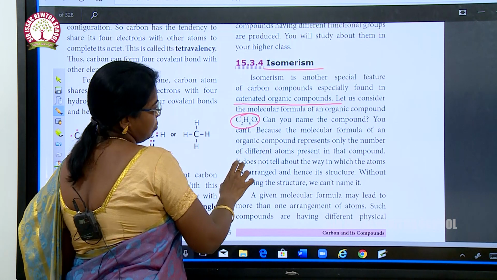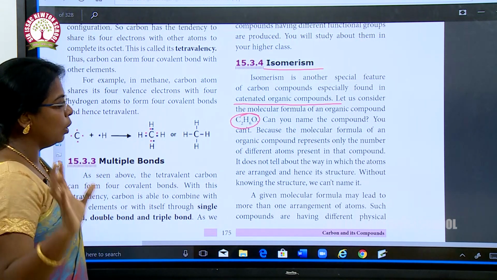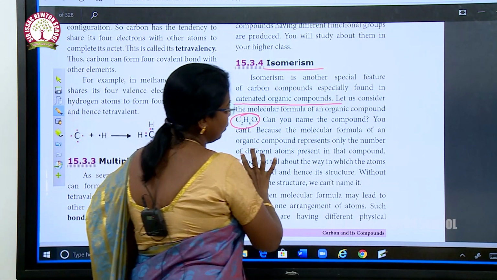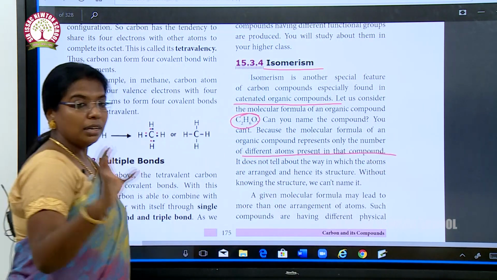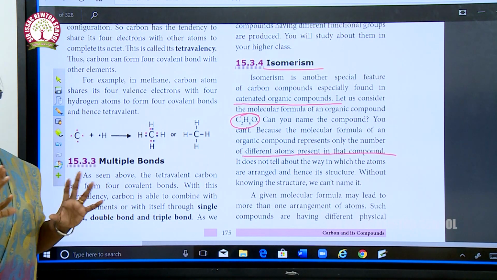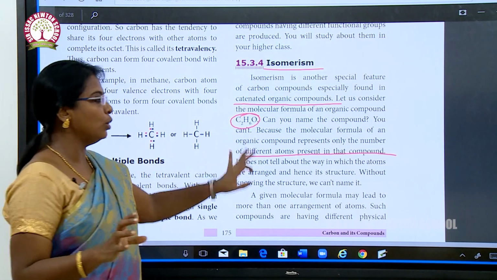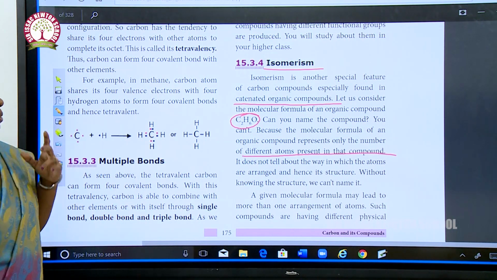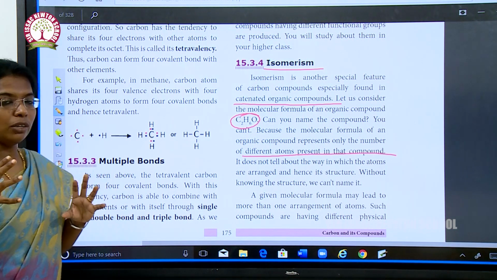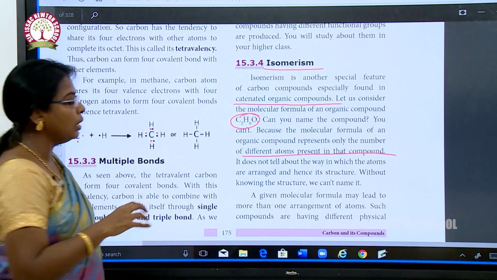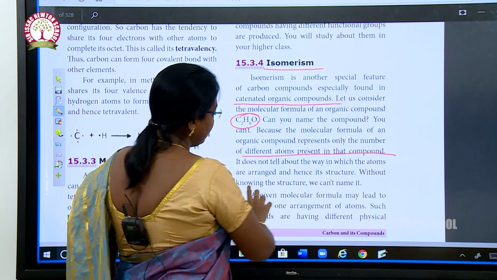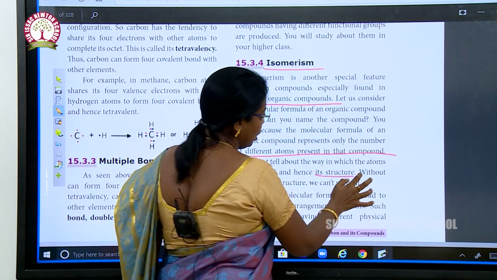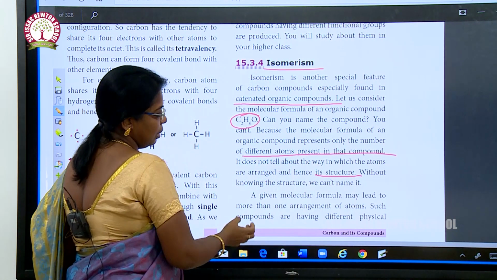You can't, because the molecular formula of an organic compound represents only the number of different atoms present in that compound. It does not tell about the way in which the atoms are arranged, and hence its structure. Without knowing the structure, we can't name it.